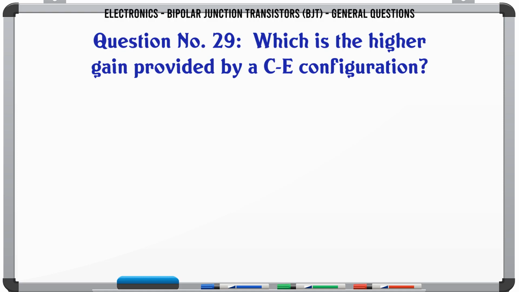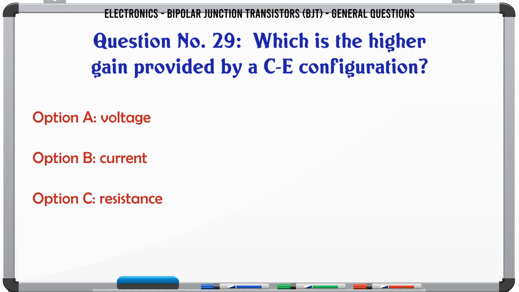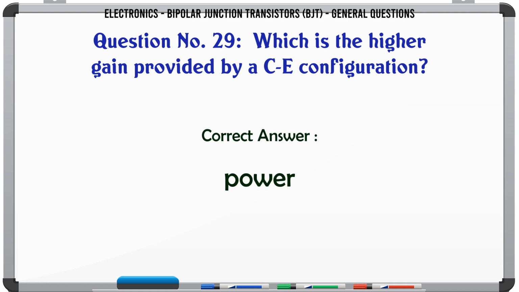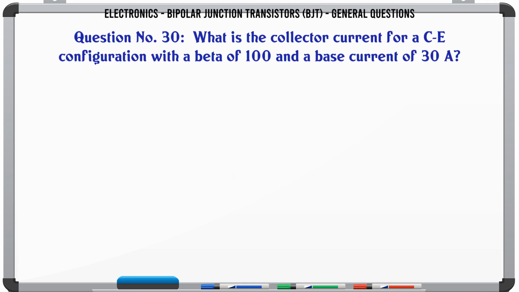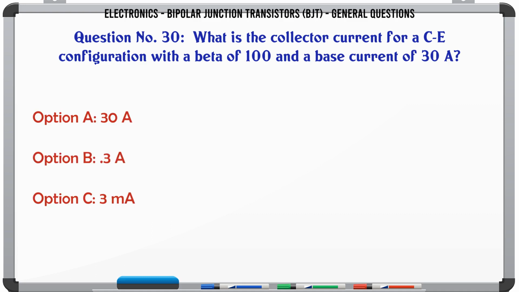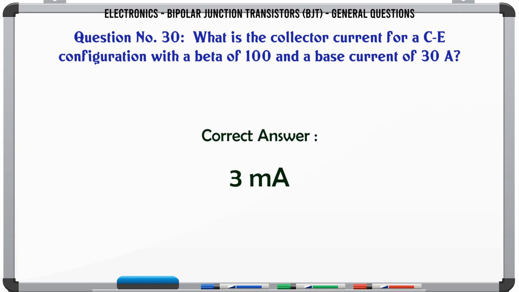Which is the higher gain provided by CE configuration? A. voltage, B. current, C. resistance, D. power. The correct answer is power. What is the collector current for CE configuration with a beta of 100 and a base current of 30 µA? A. 30 µA, B. 3 µA, C. 3 mA, D. 3 mA. The correct answer is 3 mA.